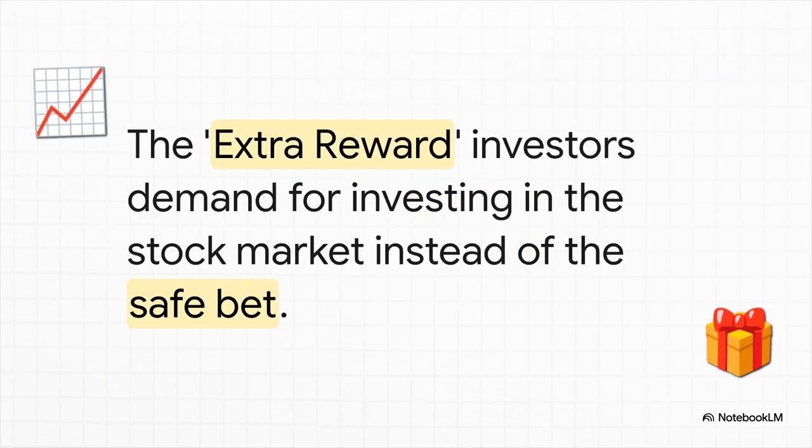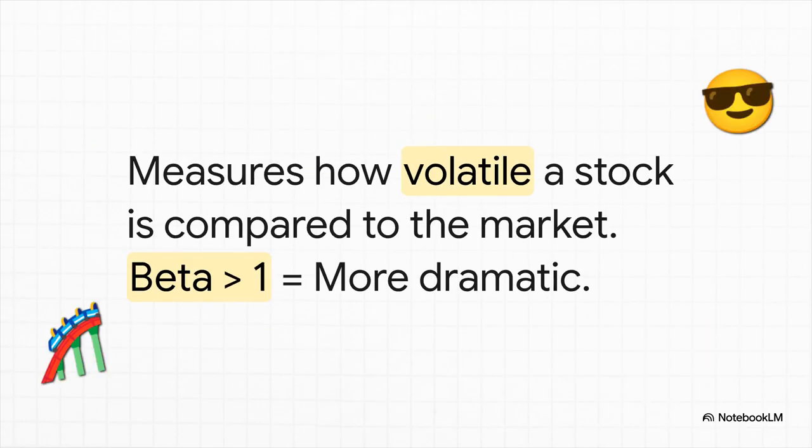Right, so if you can get a guaranteed safe return, why on earth would anyone risk their money in the stock market? Simple, for the chance to get an extra reward. And that extra bit, that's the market risk premium. It's the bonus return you demand just for being brave enough to jump into the market instead of playing it safe. And now for my favorite part of the formula, beta.